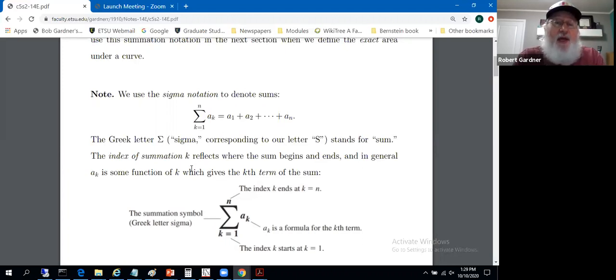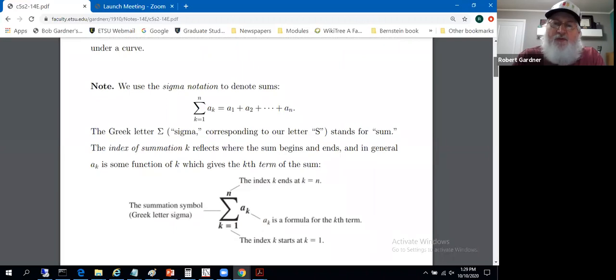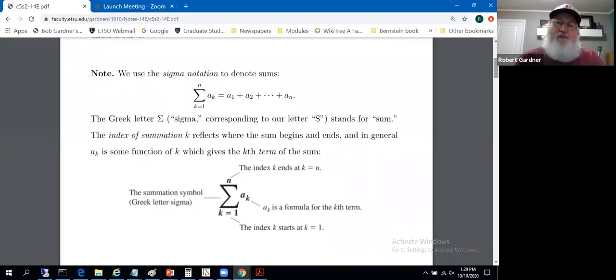The parameter k is called the index of summation. The lower bound down here indicates where the sum begins. The upper bound indicates where the sum ends. Our sums will almost always start at k equals 1 and will most often end at k equals n. Not exclusively, but mostly we're interested in just a small special collection of these summations.